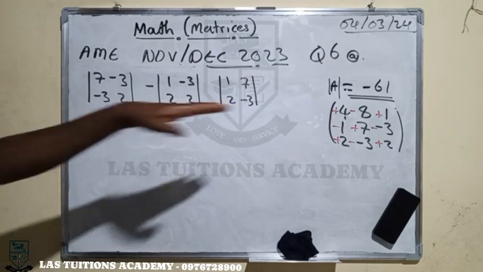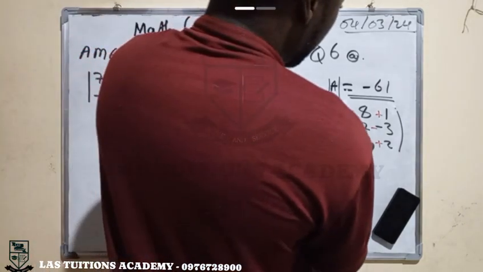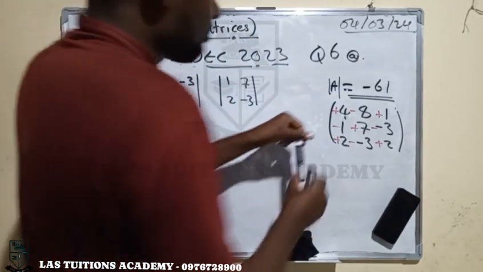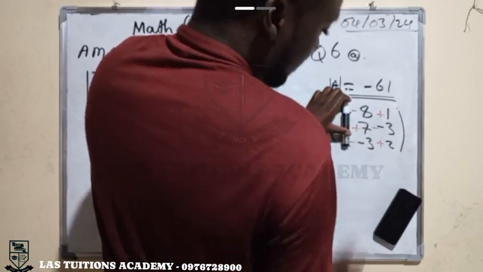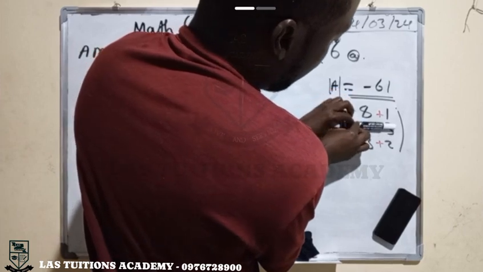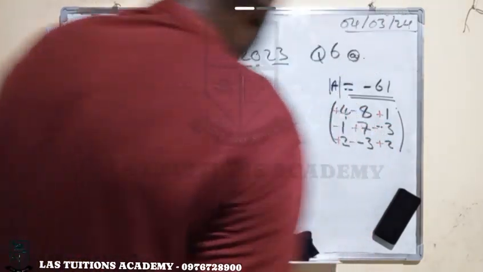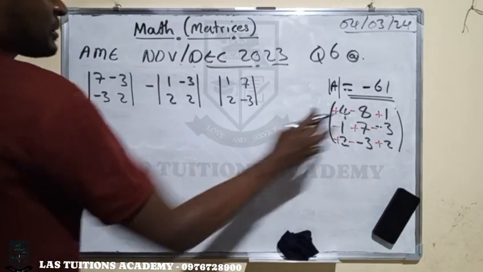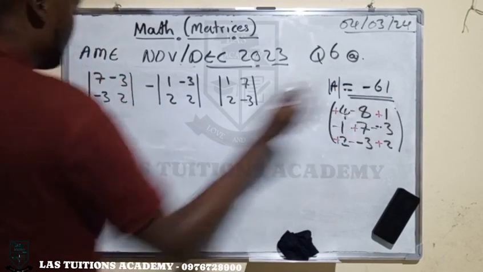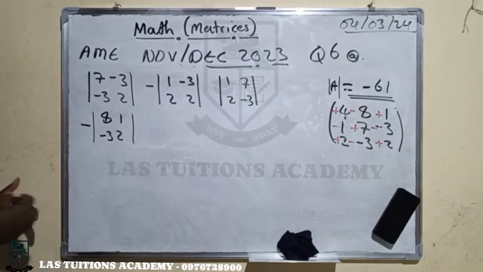Now we go to the middle row. When we block this and block the middle part here, we see that we have 8, 1, -3 and 2 that are free, so we can use those. The position sign is negative here, so I have negative, and then we block this, and we have 8, 1, -3, 2. This is what we are going to have there.